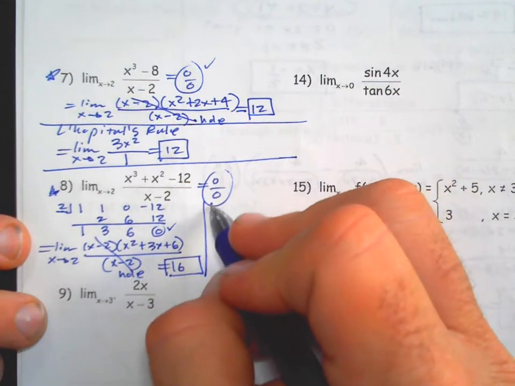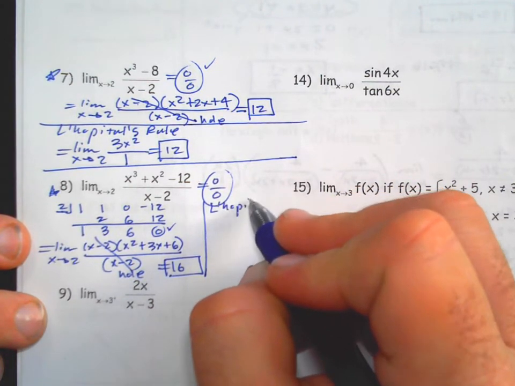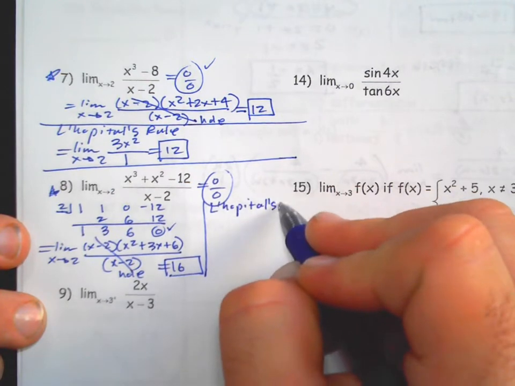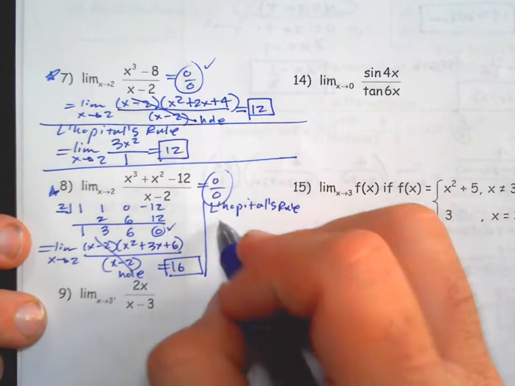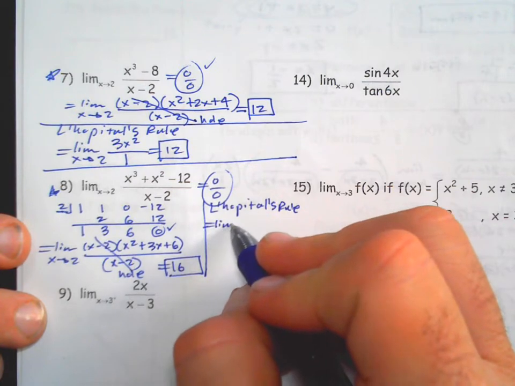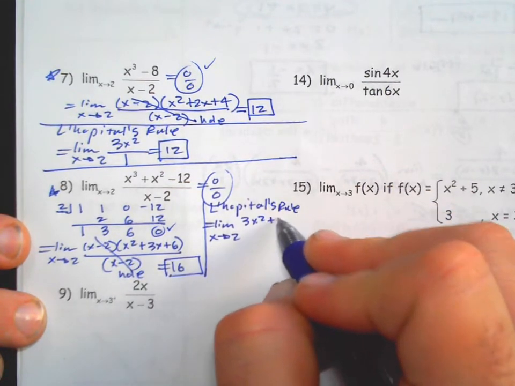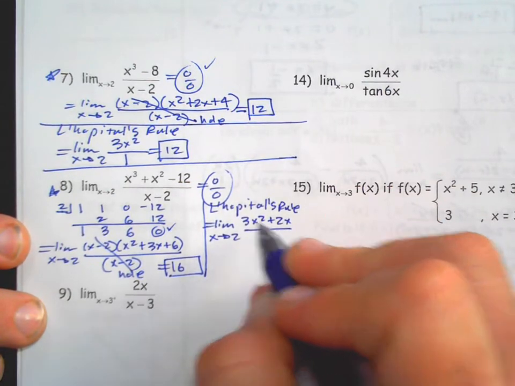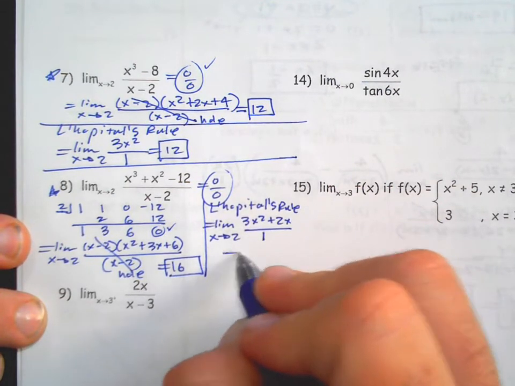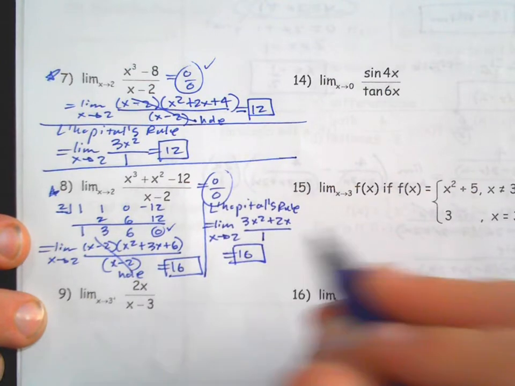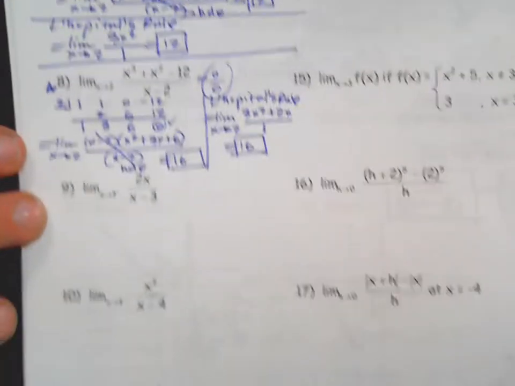Otherwise, we could do L'Hopital's rule, and I will probably ask you to do both of these methods. Limit as x approaches 2. Derivative of the top is going to be 3x squared plus 2x. Derivative of the bottom is going to be 1. Plug 2 into this, you get 12 plus 4 is 16. There you go. Makes sense.